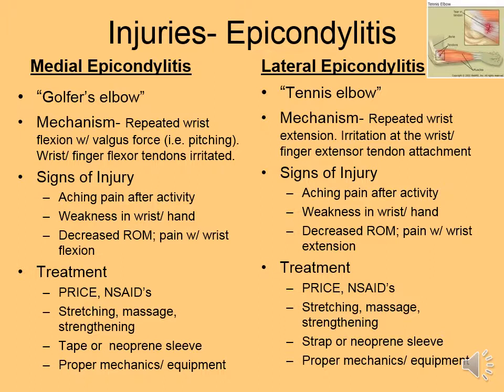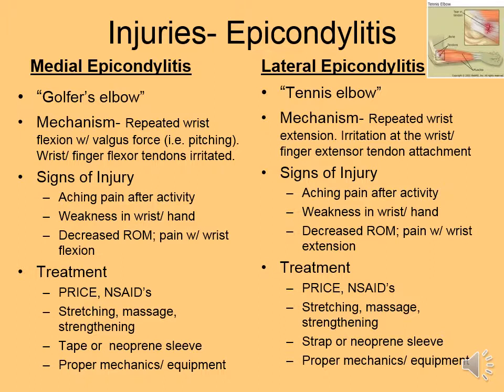Signs of injury for both of these would be aching pain after activity, weakness in the wrist and hand, especially with the respective tendons, and decreased range of motion, especially with putting those tendons on stretch. So for medial epicondylitis, they may have restriction with wrist extension. For lateral epicondylitis, they may have restrictions with wrist flexion stretch.